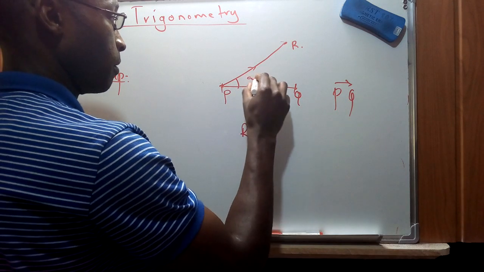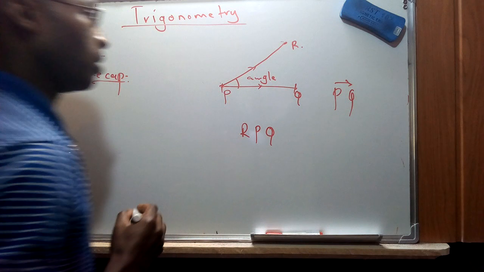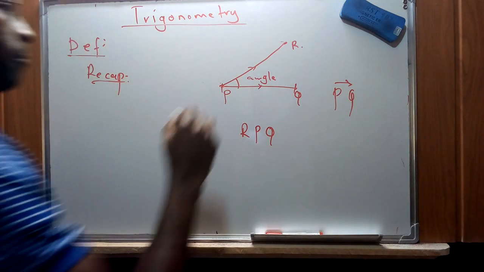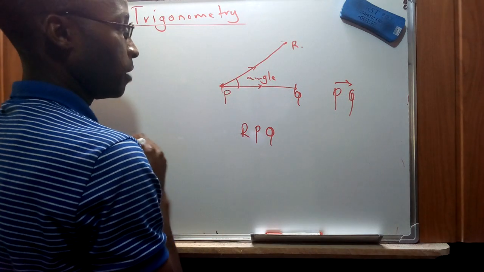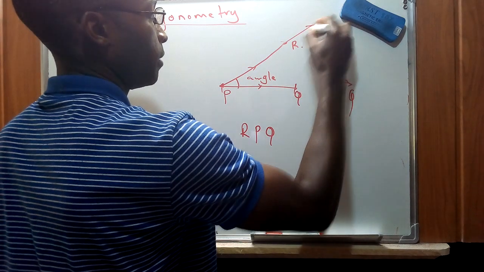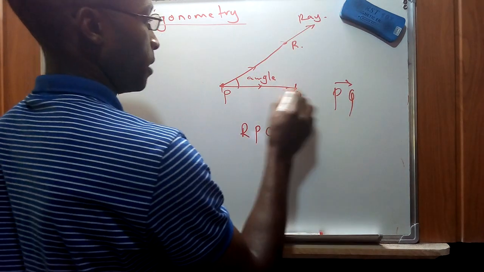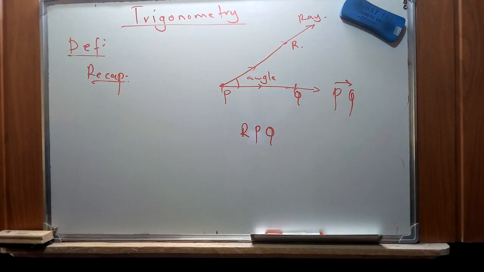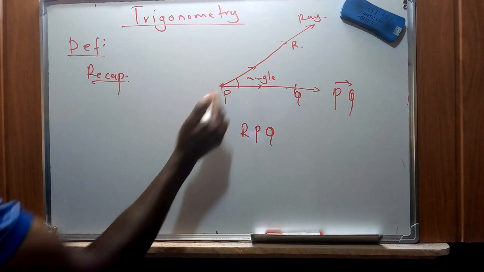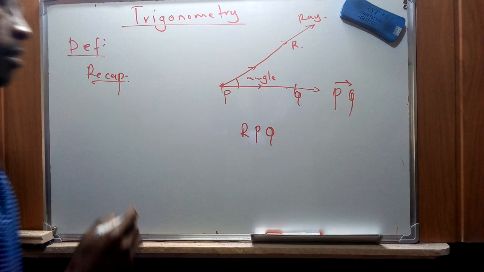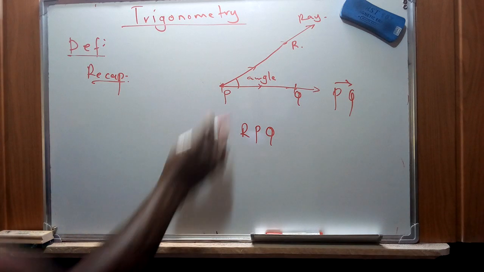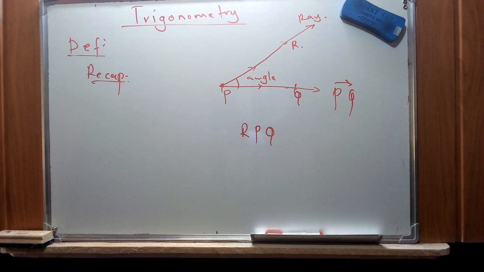So this is what we call an angle. And if this begins from point P and extends infinitely in that direction, then we call this one a ray. So we can just have two rays. The junction between two rays where they originate from point P, or the space between the two rays that are originating from point P, is what we call an angle.